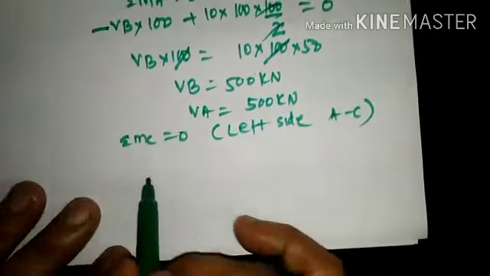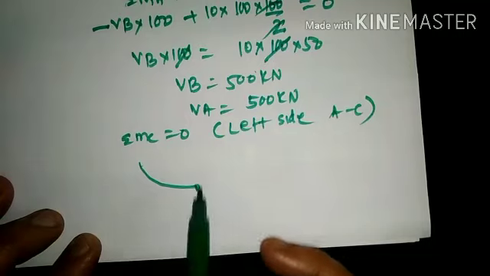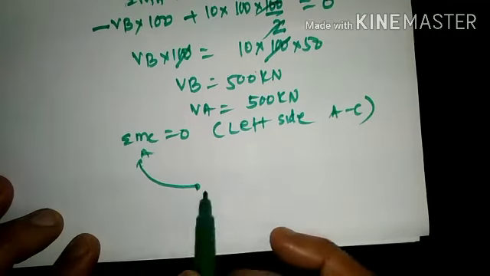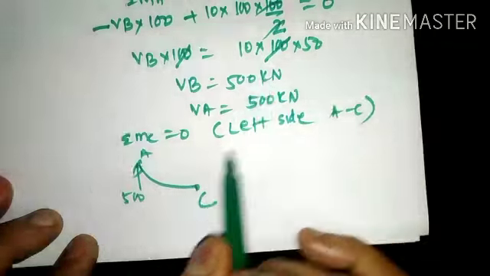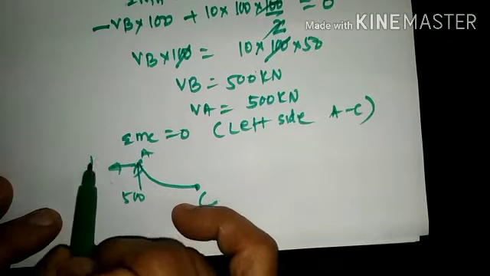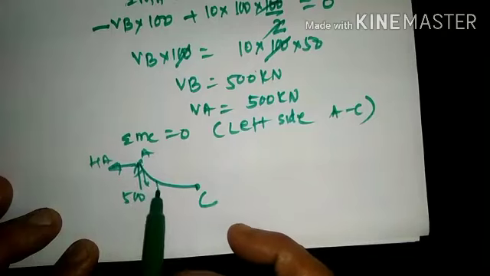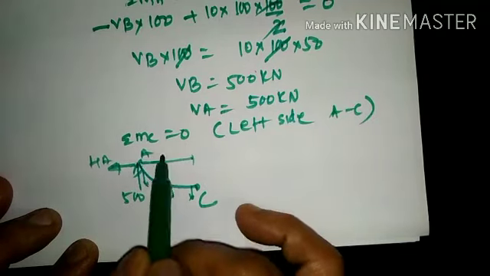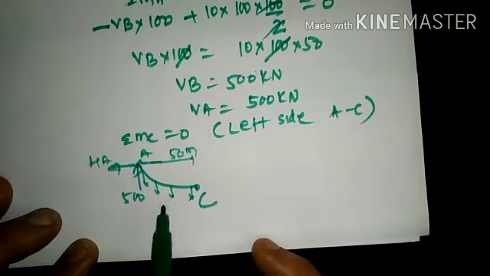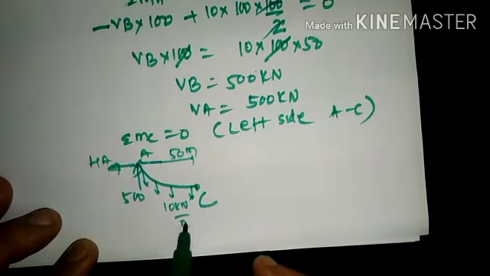On the left hand side, the part of the cable will be represented like this. A is marked here, C is here. VA value is 500, which has been calculated. HA is towards the left hand side. And the magnitude of UDL shall also be represented here. Distance between A and C shall be 50 meter. Magnitude of UDL is 10 kilonewton per meter.